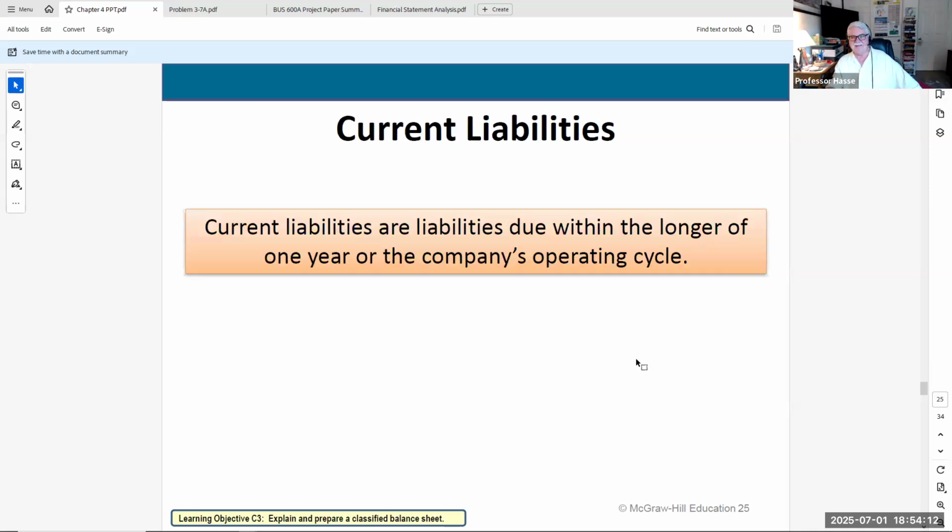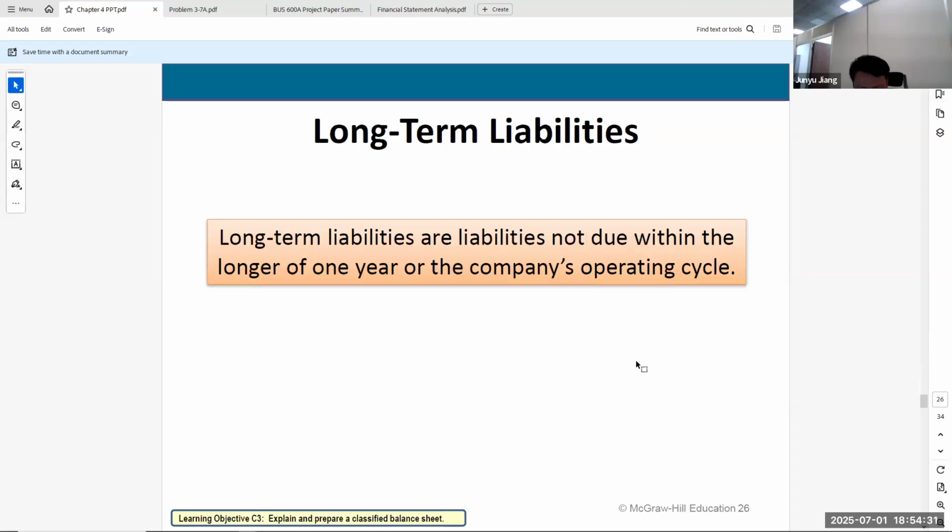All right, current liabilities. Current liabilities are debts that are due within a year. 30-day accounts payable. You have a loan that's due in the next year. That's a current liability.